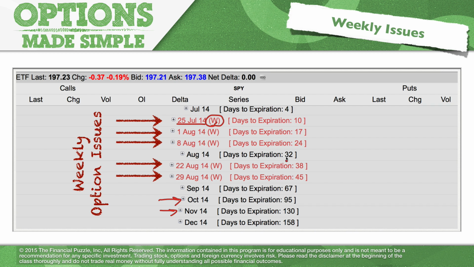But when you see these options in here that have a specific date, like 1 August or 8 August, and it's got a W next to it, you know that those are weekly options. And those are the options that I'm talking about and some of the strategic things that we can do with those particular trades. So let's talk a little bit about weekly options.